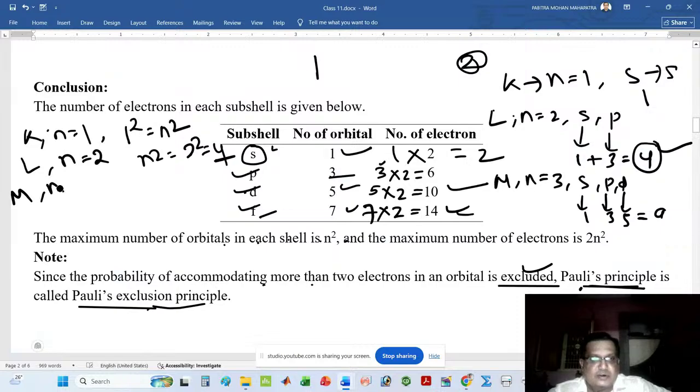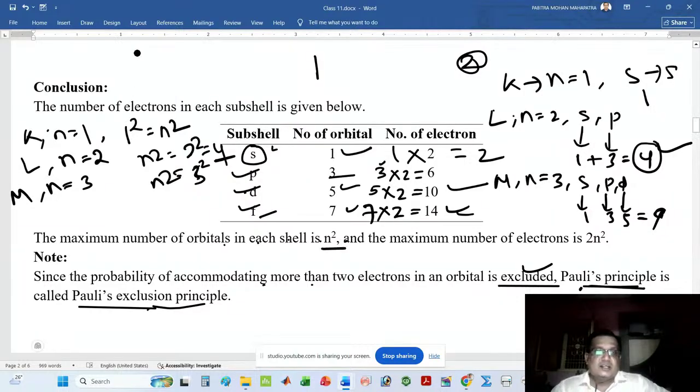Similarly, for M cell, n is equal to 3. The number of orbitals here is given as 9. 9 orbitals are present. 9 means 3 square, so here I can write 3 square. 3 square means it is related to n square. So here I can say that if you think about the number of orbitals in each cell, that must be n square.